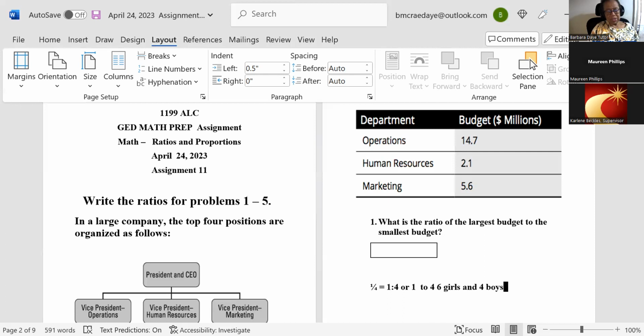What's the ratio of girls to the total? 10. No, the ratio. You've got to give me 2 items. So the ratio of girls to the total, what would it be? 6 and 4. No, what's the total? 10. So what's the ratio of girls to the total?